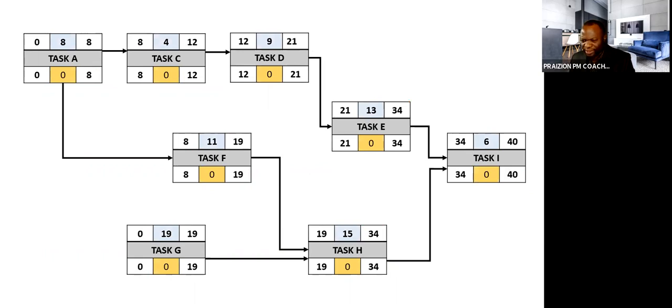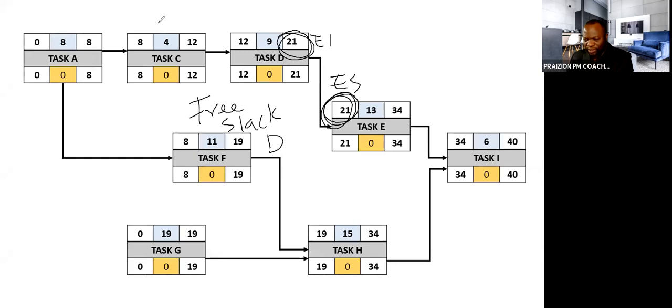And I think I asked the slack or the float of D. To find the free slack, let me not take it for granted that everyone knows what I'm talking about. So free slack for D is going to be the early start for task E minus the early finish for task D, which would be 0. You have 21 minus 21, and that's 0. All right, so that is how to solve that problem.